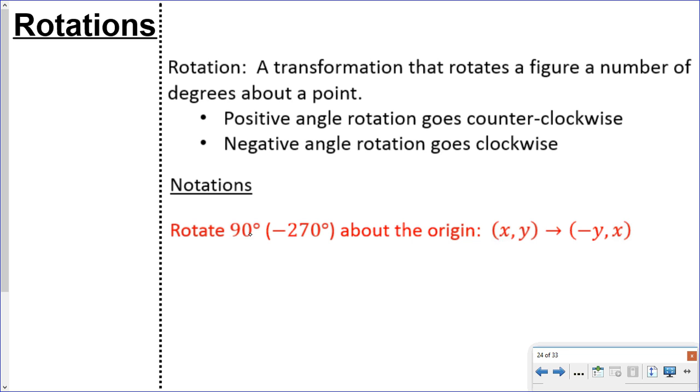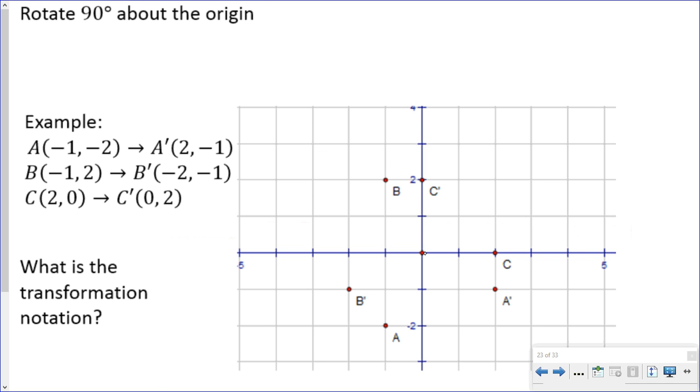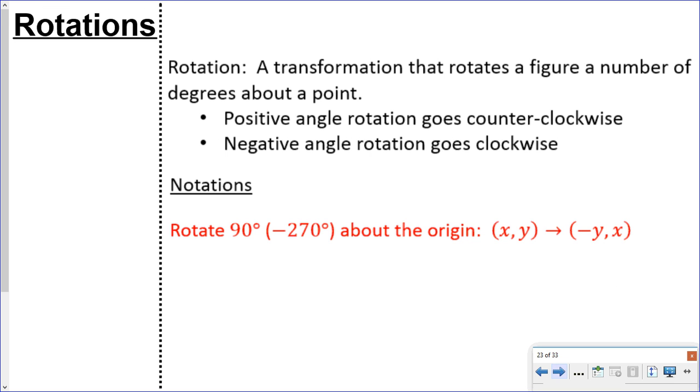So rotating positive 90 or rotating negative 270, these are equivalent because the negative just means we went clockwise 270. So if I go from C clockwise over here, that's 270 degrees, but it's negative because we're going clockwise. That is equivalent to going positive 90 degrees the other way. Okay, so that's why I have that negative there too. So these are equivalent to each other, and the notation won't change.